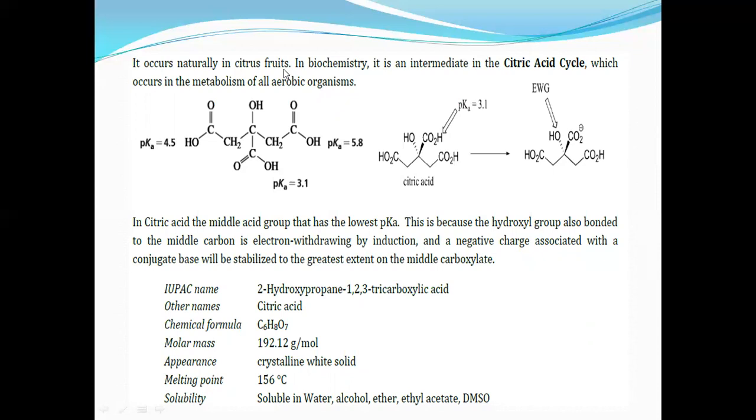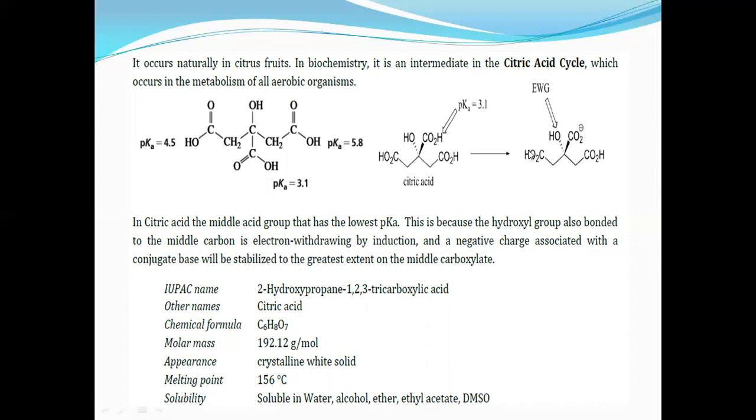In biochemistry, it is an intermediate in the citric acid cycle. So in the case of biochemistry, the citric acid molecule is formed in our body as an intermediate molecule. That's why the name is given citric acid cycle, which occurs in the metabolism of all aerobic organisms. So after glycolysis, the pyruvate molecule, which is formed in the cytoplasm, is again converted in the form of the citric acid cycle, which occurs in the metabolism of all aerobic organisms.